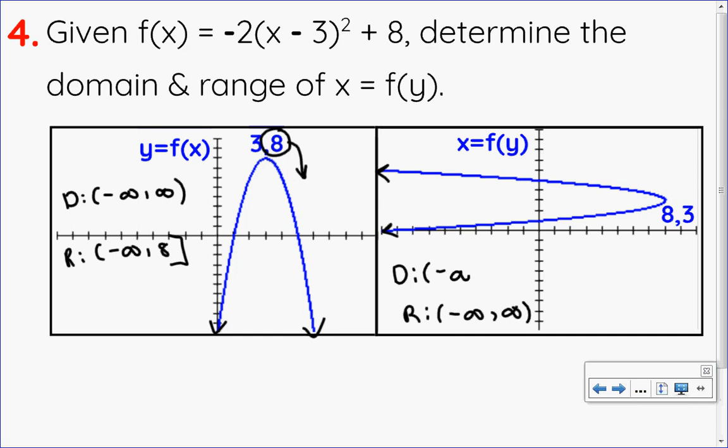The range of the original will now become the domain. So from -infinity up to and including 8. I can see there's my x value of 8 and everything is to the left of 8. So I know from -infinity up to +8, that works as well.